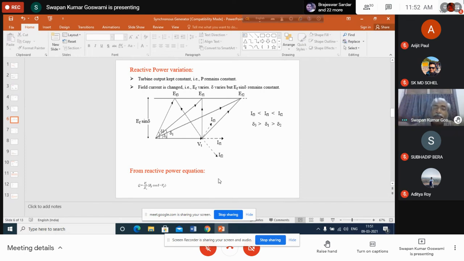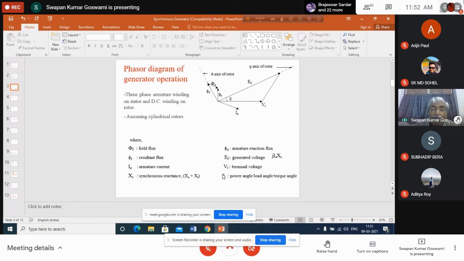Why is this changing? You go back to the phasor diagram. You see that this is changing because of the change in EF. Delta is changing. Why? Because delta is the angle between EF and VT. That means EF is due to phi F and VT is due to phi R. So what will this angle delta be?